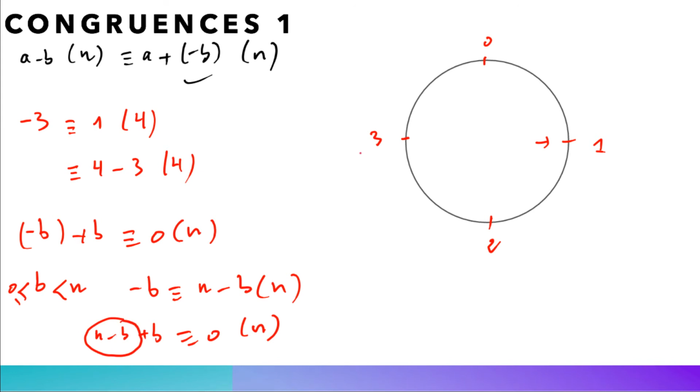So if you try this on a concrete example, minus 3 is the number that I add to 3 to get to 0, and the number that I add to 3 to get to 0 is 1, which means that minus 3 is actually 1, modulo 4 of course. Let us now move on and see how this is applied to real number theoretical problems.